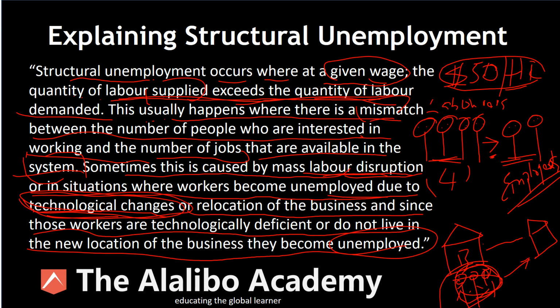Technological changes. Employees are not able to meet the technological changes in the workplace. They don't have the skills, don't have the know-how, and they are left out in the workplace. Or the relocation of the business, and those who are technologically deficient, those who don't have the capacity and so forth, are not able to move with the business and essentially become unemployed. This is structural unemployment in the workplace.